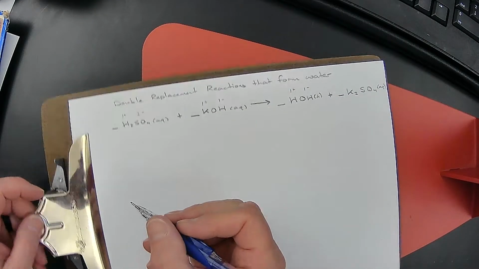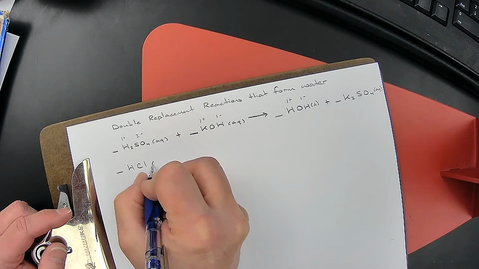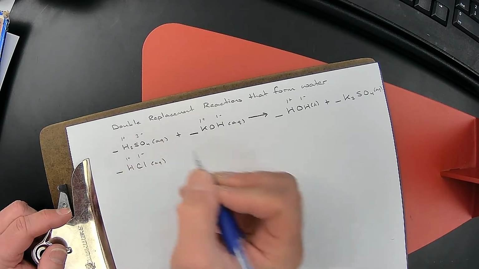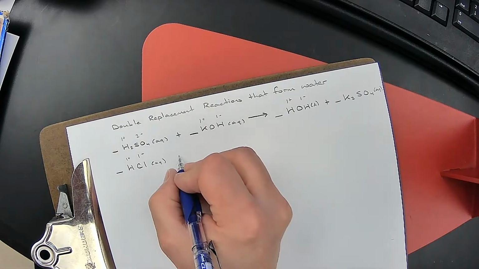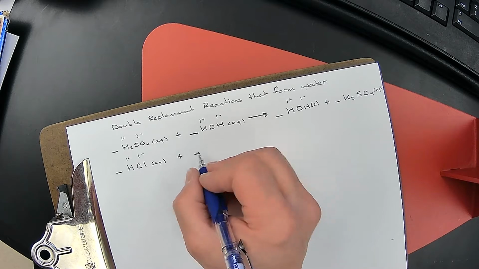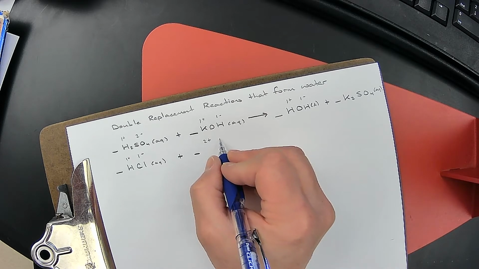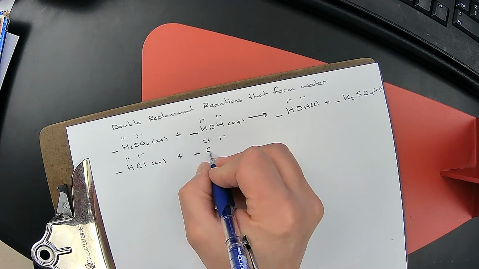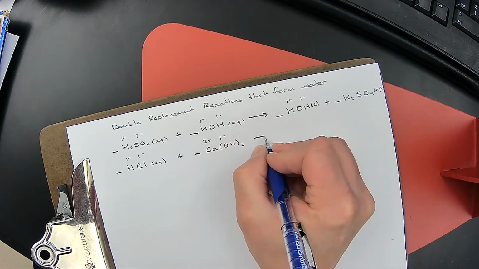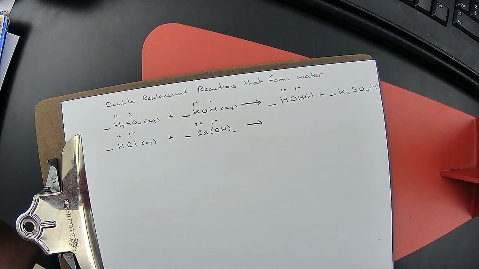So what we're going to do is take HCl, which comes from the 1 plus H in the 1A column and a 1 minus Cl, plus calcium hydroxide. Well, calcium is a 2 plus because it's in column 2A. Hydroxide is a 1 minus, so we know there's going to be 2 OHs for every single one Ca.